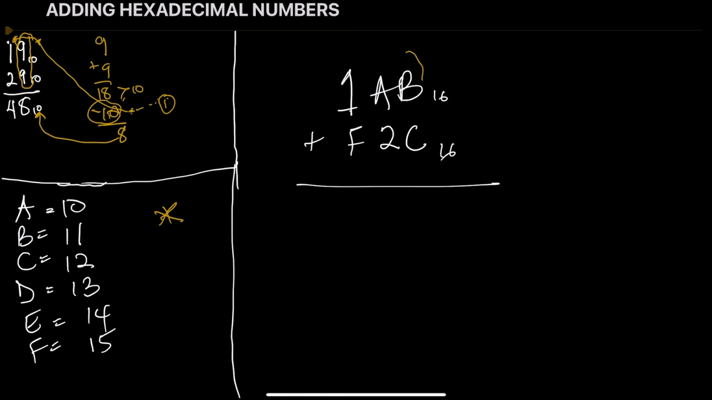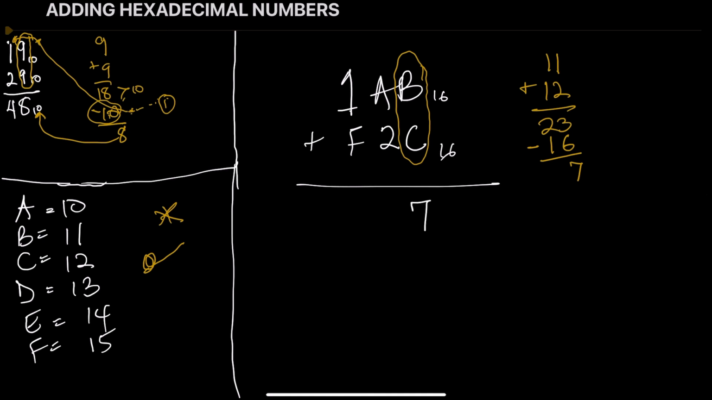So the first block is B plus C. Now, for B plus C, if we make reference to this key, B is equal to 11 plus C, which is equal to 12, and this gives you 23. Now, 23 is bigger than 16, so we have to minus 16, which basically gives us 7. Now, we take 7 and put 7 here, and because we had to reduce 23 one time to 7, it took us 1 time. So then we take 1 and put it here.